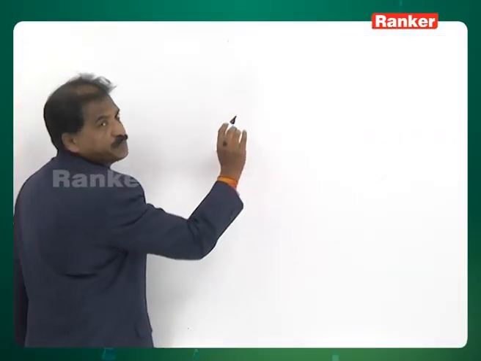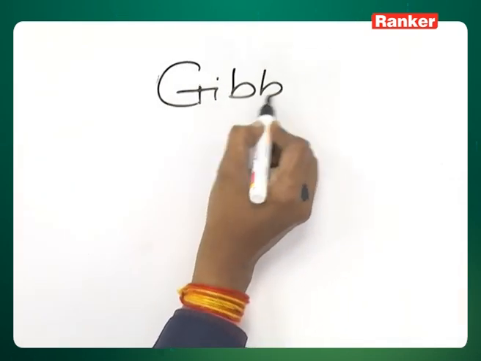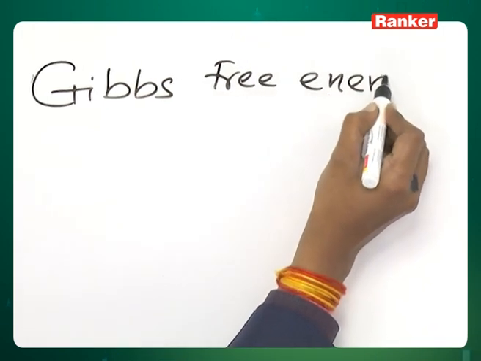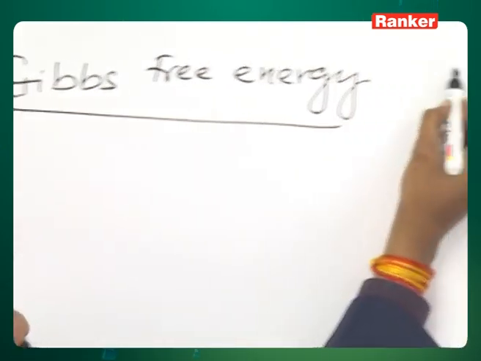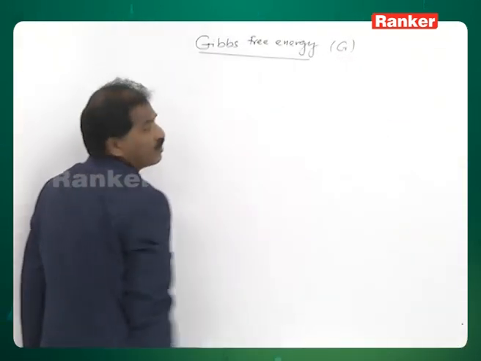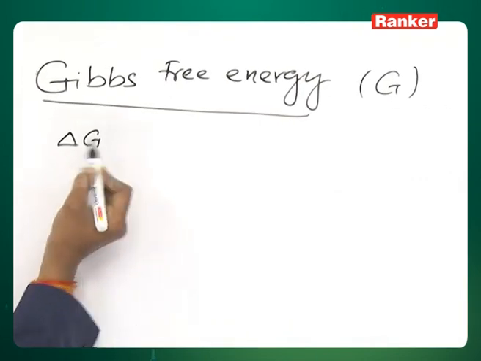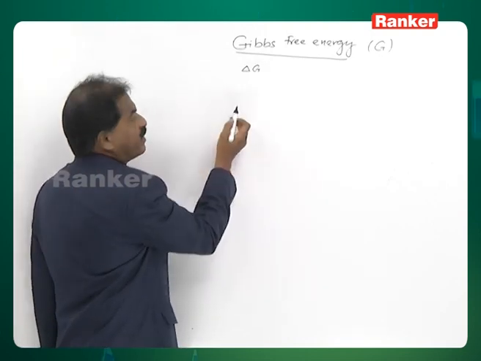Next, Gibbs free energy. Gibbs free energy is represented with the G. The change in Gibbs free energy is represented with the del G. Now, what is the significance of this Gibbs free energy?